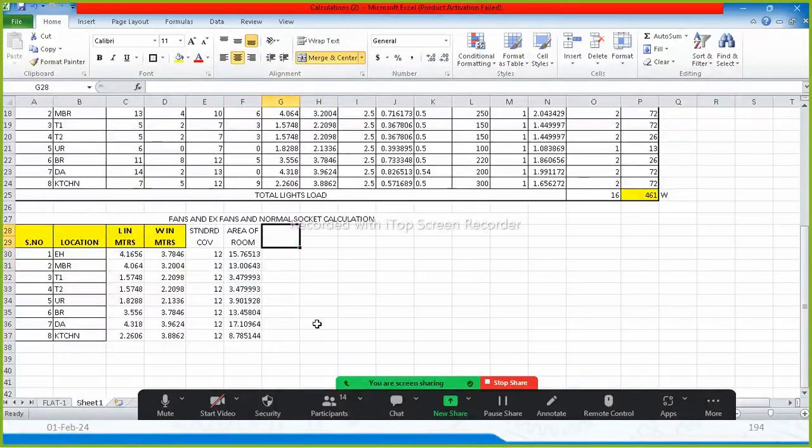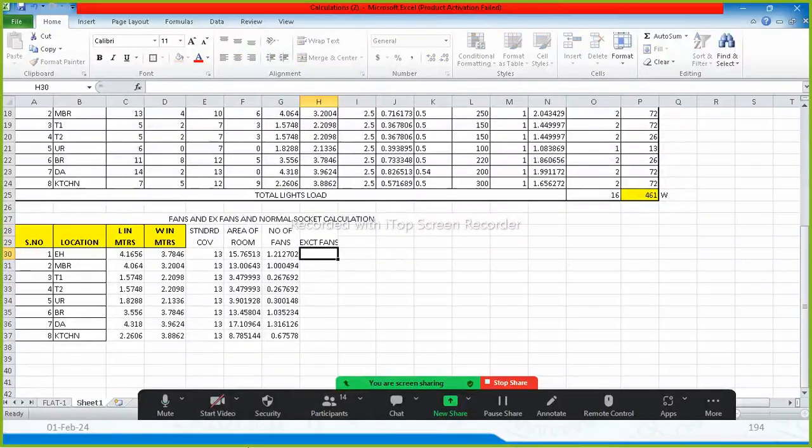Okay, then here number of fans. So I think 13 we have taken, 13 point something we got. So we have taken the dead zone and that we took as 13. So that is equal to the total area of the room divided by the standard coverage area of one fan. So here, exact fans, here also you can put a formula. I'm putting a formula, round off, select this value, comma, 0, bracket close. So it will round off to the nearest value.